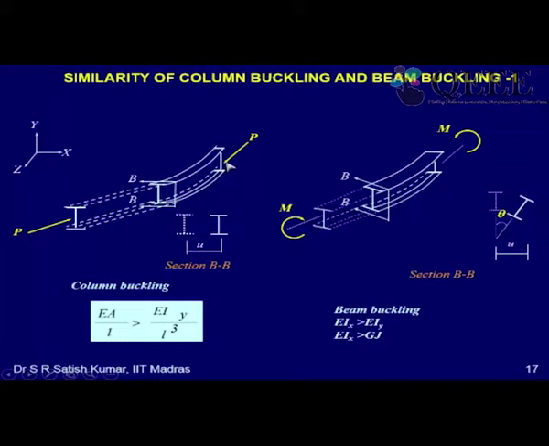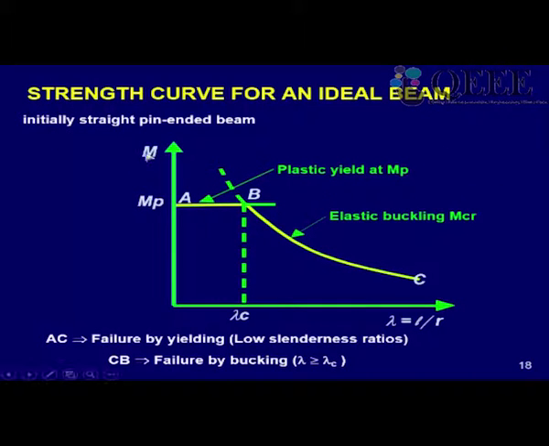And then when you have other end conditions, we want to relate it to this particular standard case. So we bring in the concept of effective length of the column. Okay, so something similar we'll do for the beams. We'll derive the equation for this standard case, and for that we will modify when you have non-standard bending moment diagrams. Okay, so that is what we are going to do here.